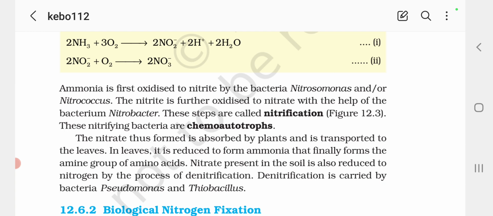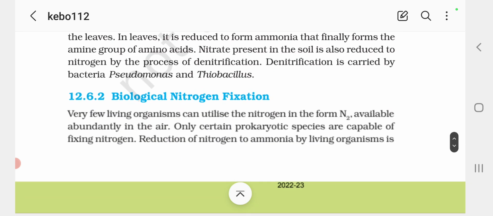The nitrate thus formed is absorbed by the plants and is transported to the leaves. In leaves, it is reduced to form ammonia that finally forms the amine group of amino acids. Nitrate present in the soil is also reduced to nitrogen by the process of denitrification. Denitrification is carried out by the bacteria Pseudomonas and Thiobacillus.